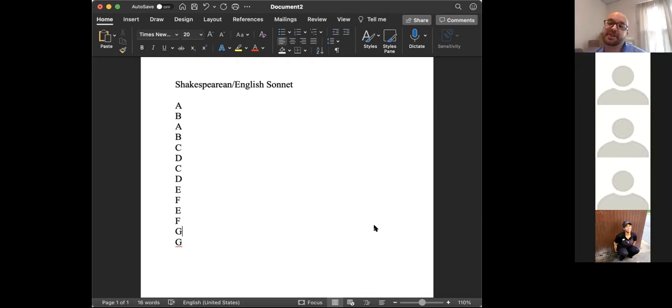So basically, every other line has a different sound. That's pretty much how this works. It's a little bit easier to wrap your mind around than the other sonnet form, because every other line rhymes. The only thing is you can't repeat the same sound.